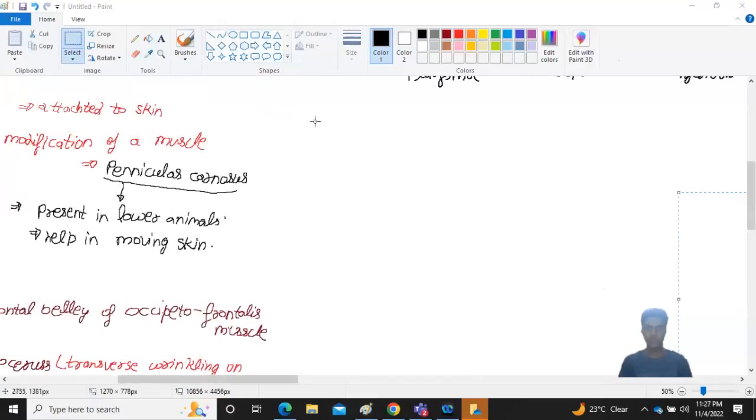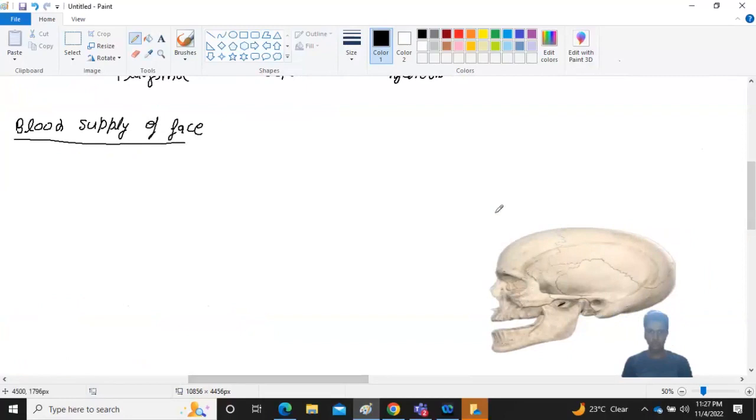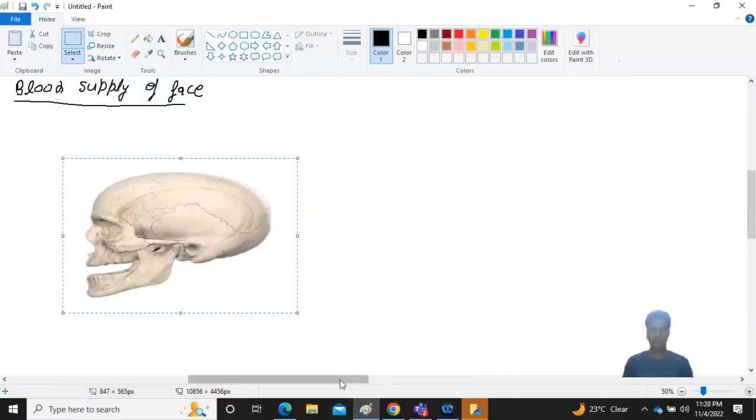So next we are starting the blood supply of the face. Done. So here, this is the skull. Let's say this is our skull.